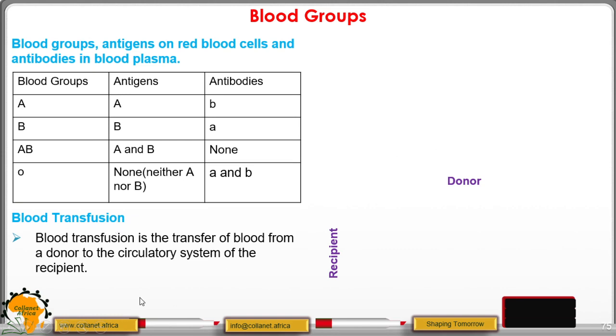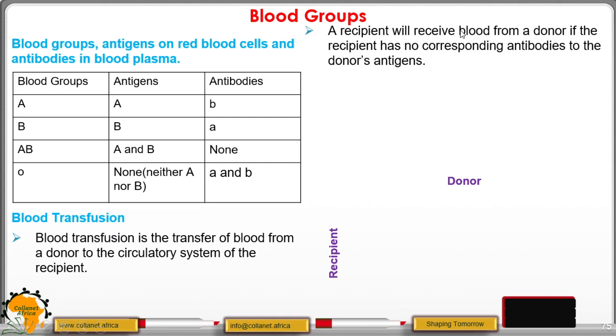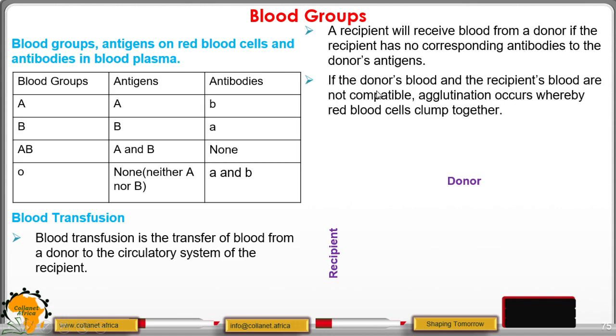We are going to see how. So a recipient will receive blood from a donor if the recipient has no corresponding antibodies to the donor's antigen. If the donor's blood and the recipient's blood are not compatible, that is, agglutination occurs whereby the red blood cells will clump together, and that is likely to lead to death. So when we say not compatible, that means they do not agree because of these antigen and antibody reactions.